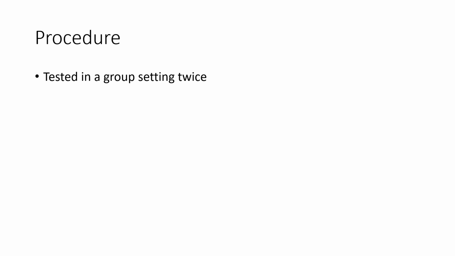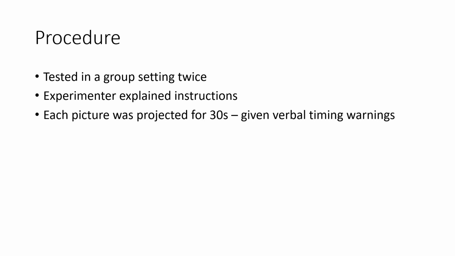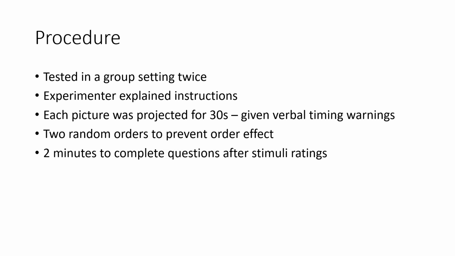Now, the actual procedure they used, they tested everyone in a group setting. They did this twice. The experimenter would explain the instructions to the participant. They would project each picture on the wall for 3 seconds, and participants were given verbal timing warnings that they needed to go ahead and make their attractiveness ratings. They used 2 random presentation orders for the pictures. That was really just to prevent any kind of order effect, or just effect of the presentation order of the pictures. So they randomized the order to prevent that.